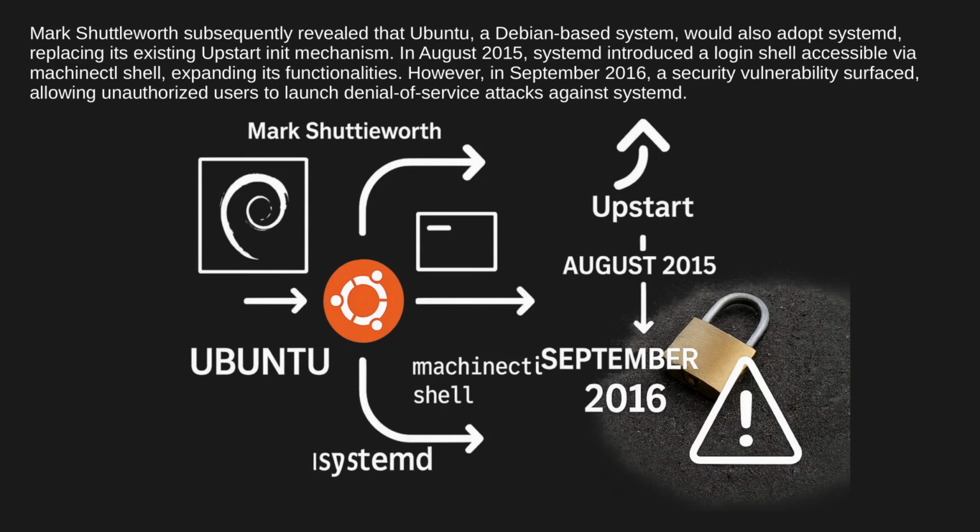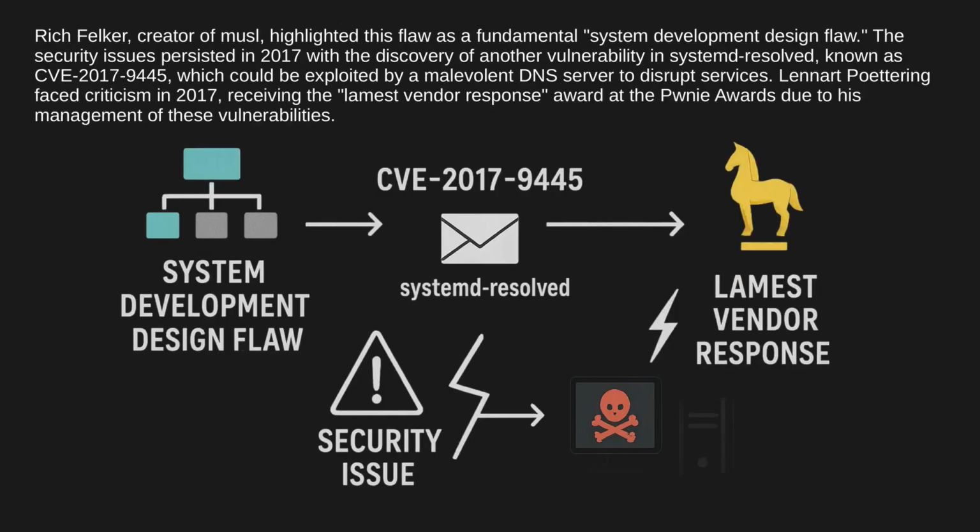In August 2015, Systemd introduced a login shell accessible via machinectl shell, expanding its functionalities. However, in September 2016, a security vulnerability surfaced, allowing unauthorized users to launch denial-of-service attacks against systemd. Rich Felker, creator of musl, highlighted this flaw as a fundamental system development design flaw.